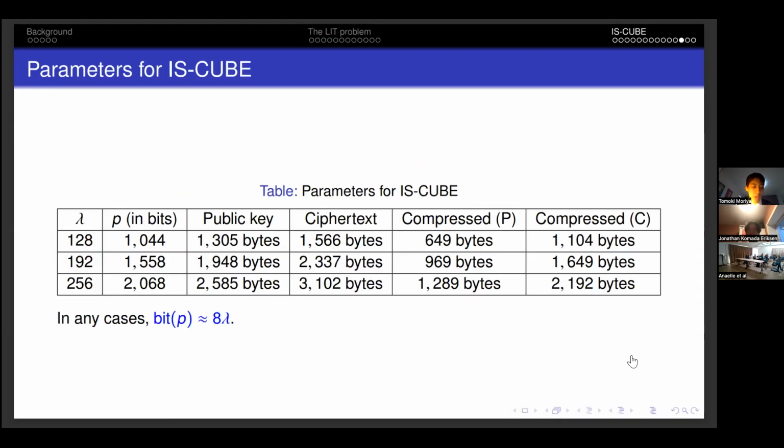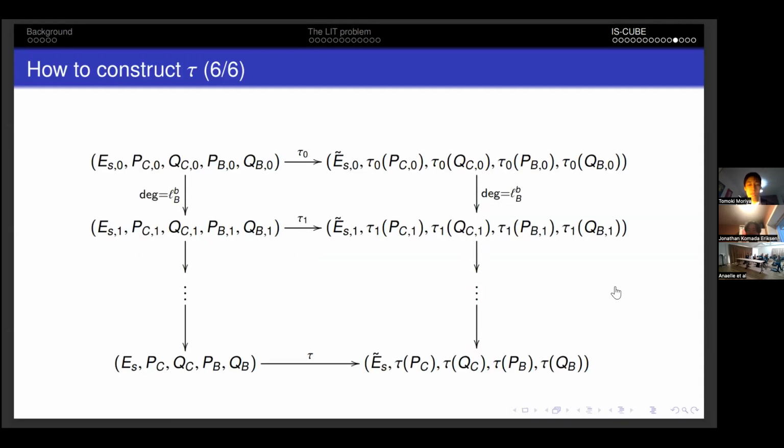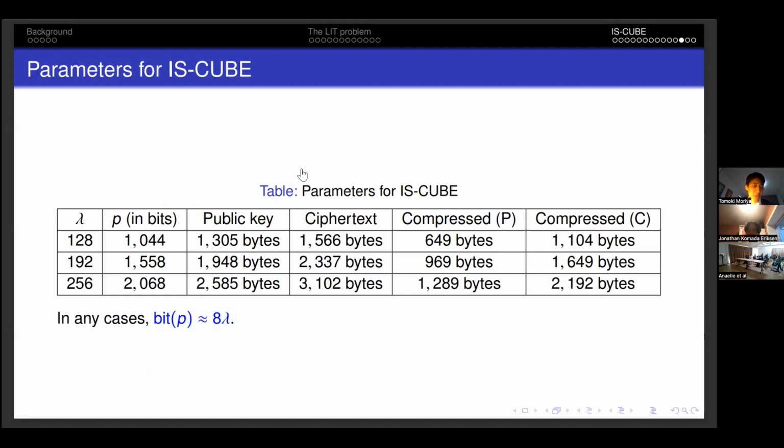Okay, so this is the construction of ice cube. Finally, I will explain and show some properties of ice cube. And this is the parameter size for ice cube.